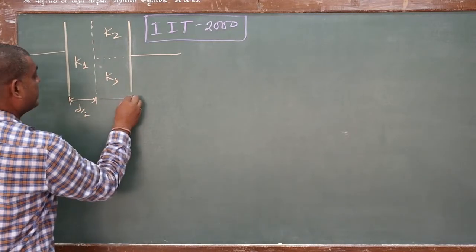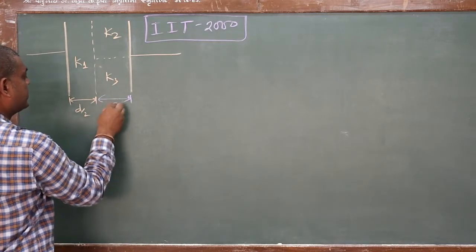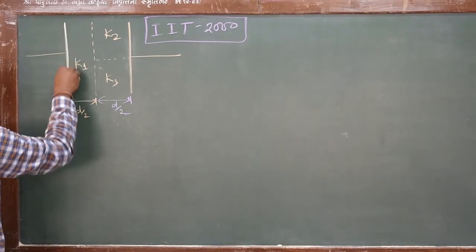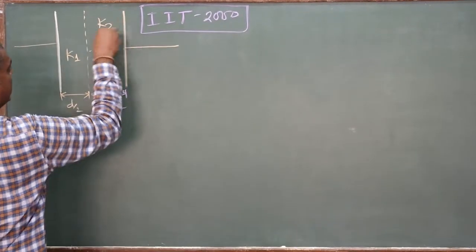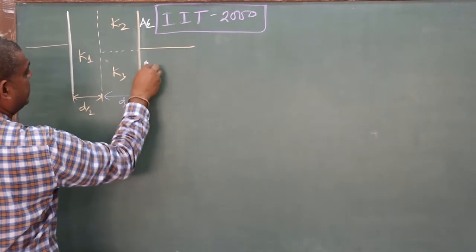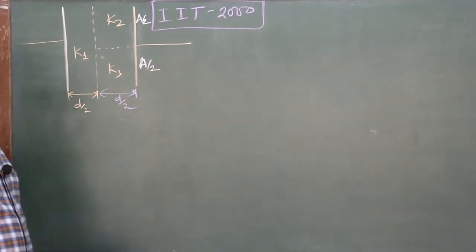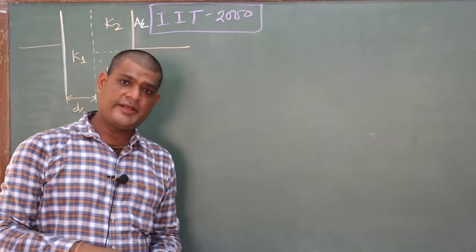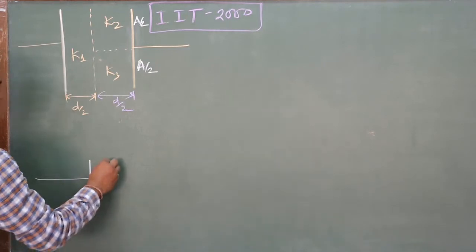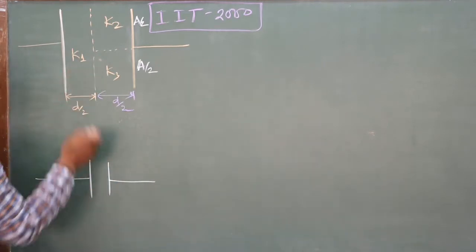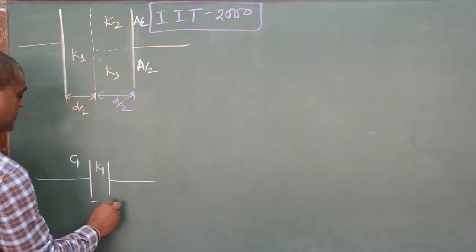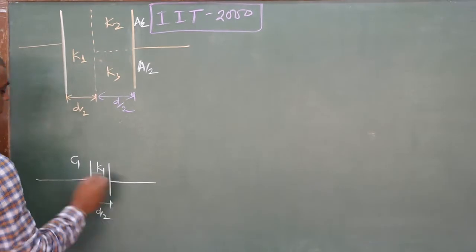What will we do over here? Here the separation is again D by 2. You can see that the area of the plate is A. For K2 the area of the plate is A by 2, and for K3 the area of the plate is again A by 2. So first of all we will calculate C1, C2, C3. See the simplified equivalent diagram. This is the first capacitor C1, the dielectric medium is K1, and the separation is D by 2.